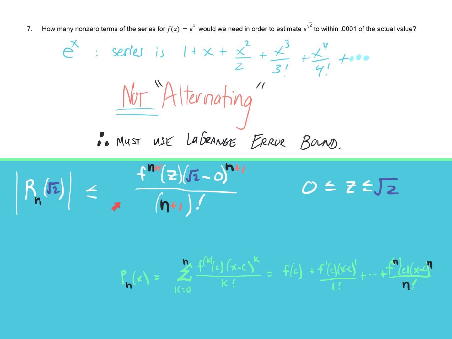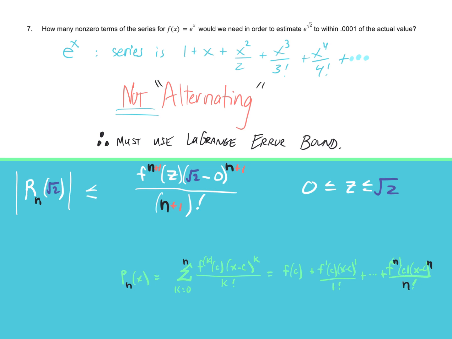Taylor's theorem tells us that the remainder is exactly equal to this expression, the first unused term, for some z value here between where it's centered and where you're evaluating. Thing is, we can't find this z value. The Taylor theorem is an existence theorem. It guarantees that this z value exists between 0 and the square root of 2, such that the n plus 1 derivative there times the rest of the formula gives you the exact error, the exact remainder. But it doesn't tell us how to find it.